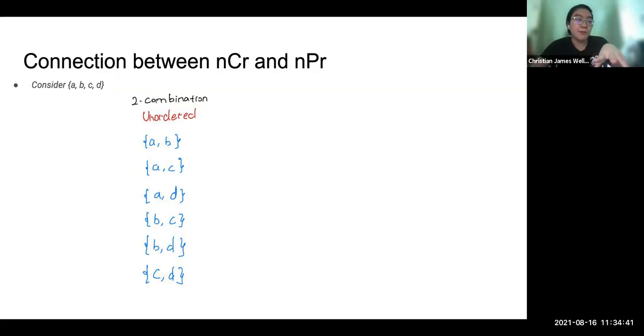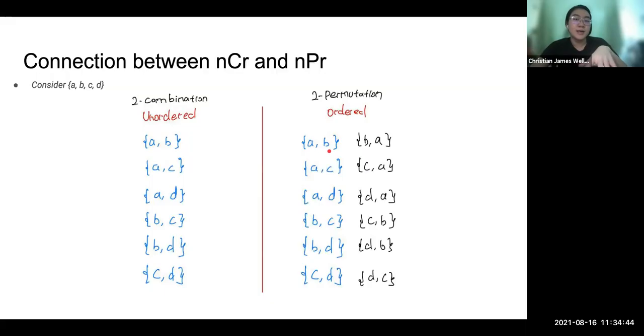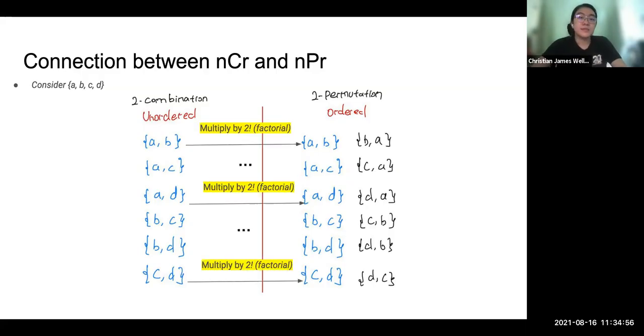But when you consider the two permutations, they become ordered. AB, you flip it because you care about the ordering, becomes BA; AC, CA; AD becomes DA. They are all different things. You care about the order. So with that in mind, what's actually happening is that for every single one of the two combinations, you set an ordering, you multiply by 2 factorial. I put a bracket around factorial here because I'm scared people think this is the exclamation mark in the English sense, but this is really 2 factorial in the mathematical sense. Say if you have 3 objects ABC and you want to order them, you get all 3 factorial permutations of ABC. I hope you can see the connection here.